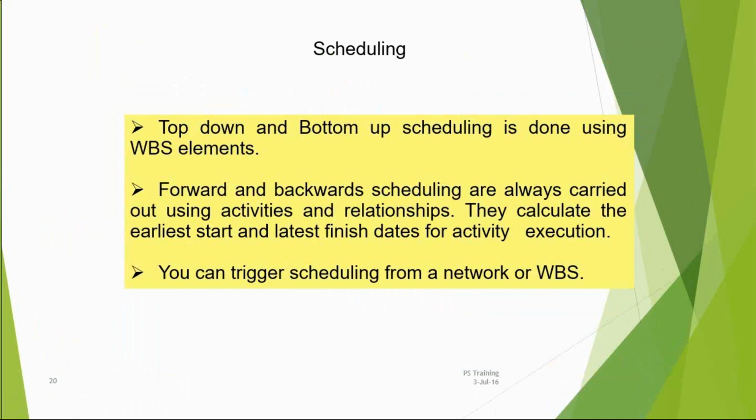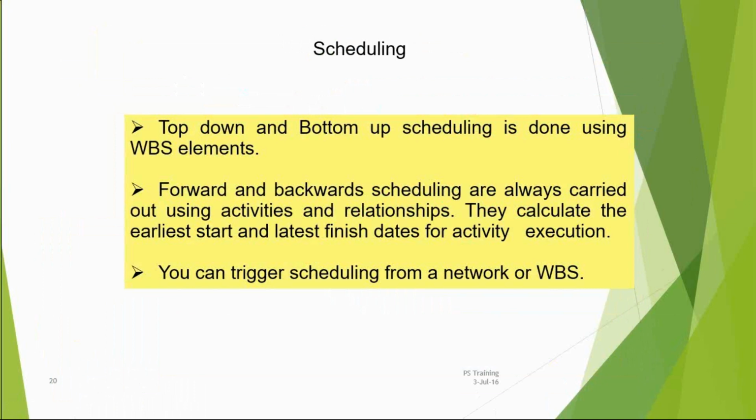Why not in WBS? Why can I not calculate my early starts and late starts there? Because relationships are maintained only at the activity level, not at the WBS level. Exactly. This is the beauty of activities.